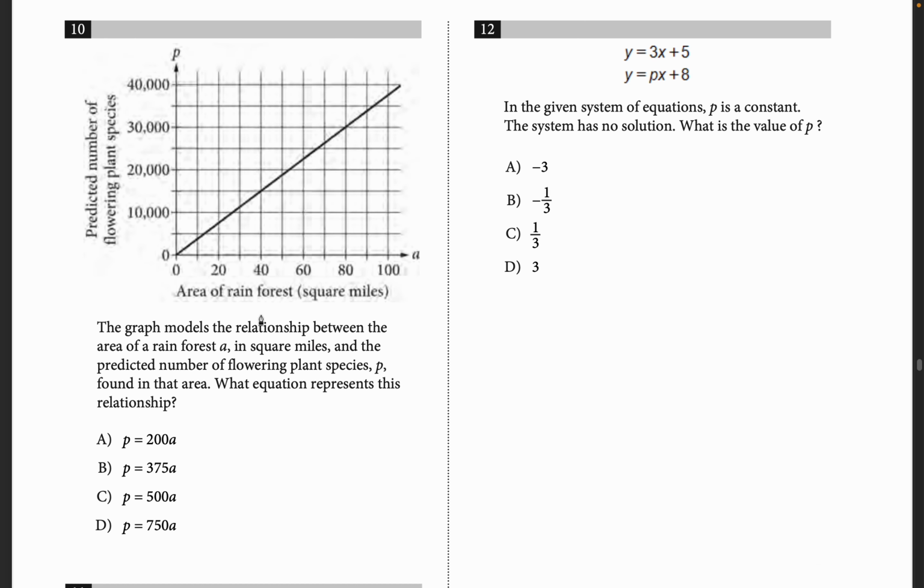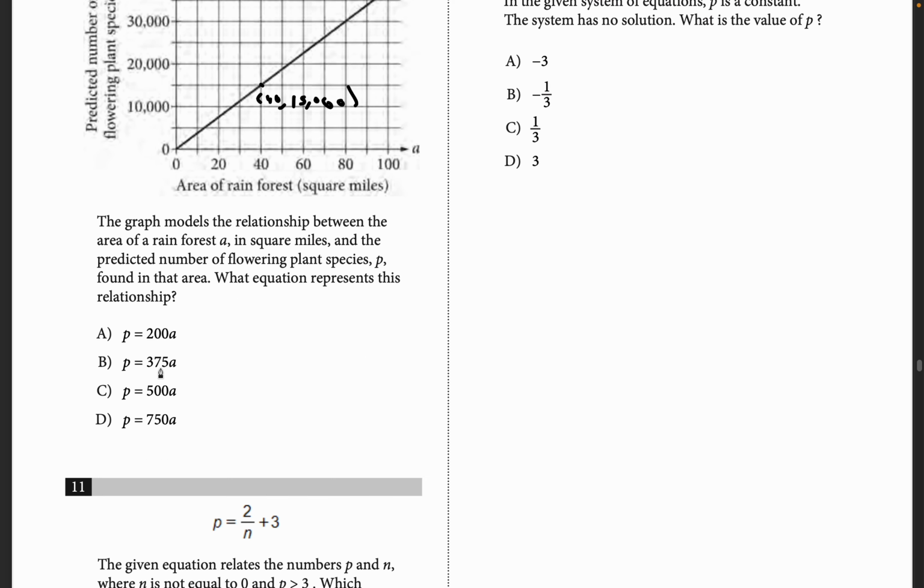Graph model. Predicting number of flowering plants on the planet represents that. Okay, let's find a good point. Okay, we have one right here. We have 40, 15,000. Okay, let's plug that in now in one of these.